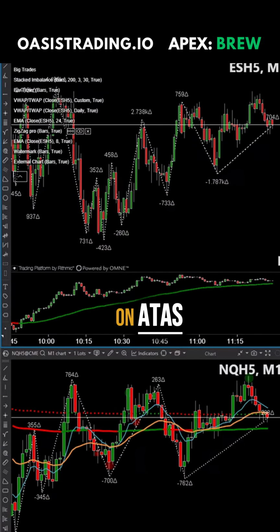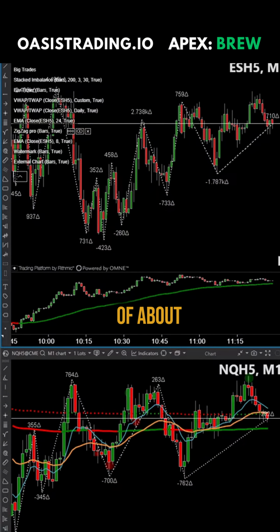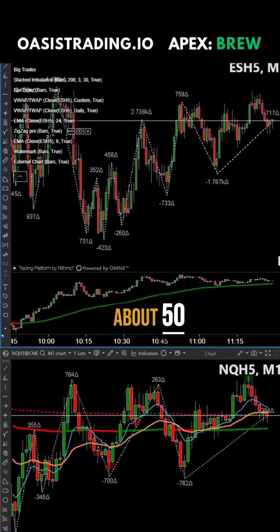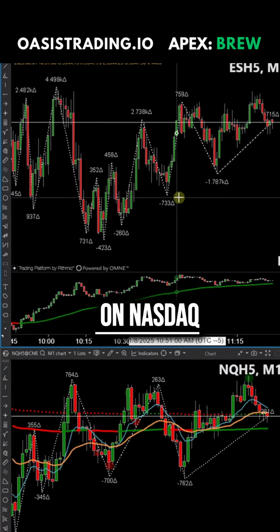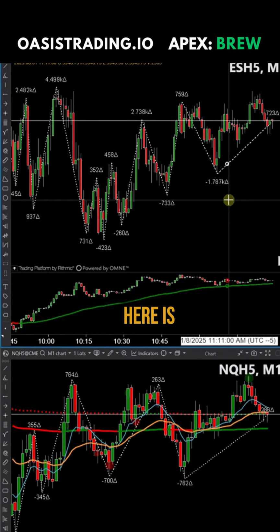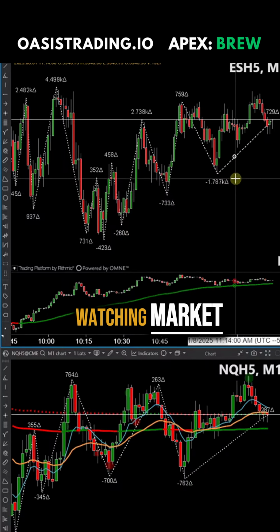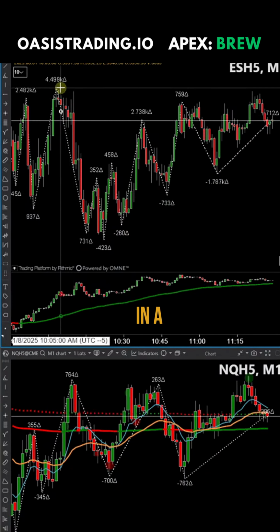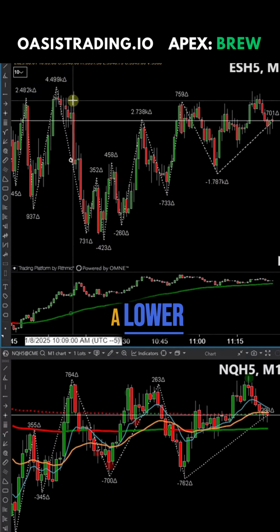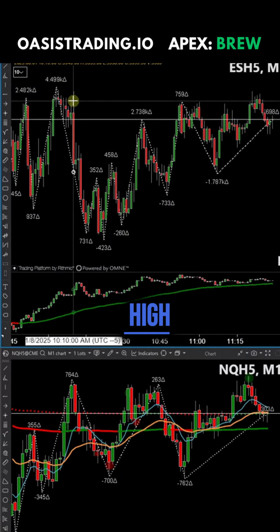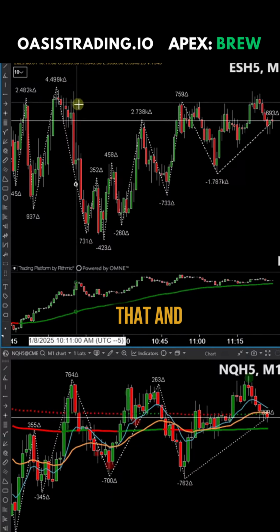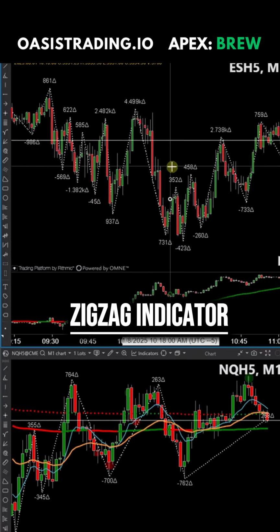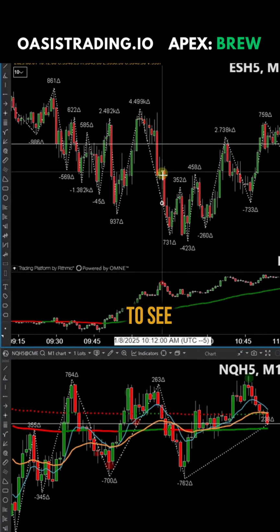Right now, if you're on Atas, I'm using a setting of about 40 on ES and a setting of about 50 on NASDAQ. So basically what we're looking at here is, when you're watching market structure, you really want to pay attention to when price is putting in a higher high, a lower high, a lower low, a lower high, stuff like that. And if you use the zigzag indicator, it makes it a lot easier to see that.